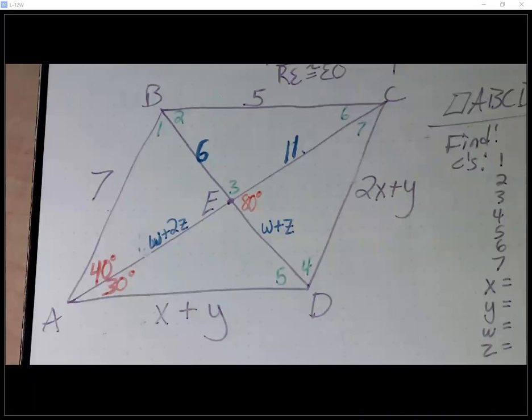Find as many as you possibly can. There is enough information to find all of them. Make sure you leave me your phone in the box. I'll give you another 30 seconds to find whatever other pieces you can. Yeah, so 11 would be the length of EC.